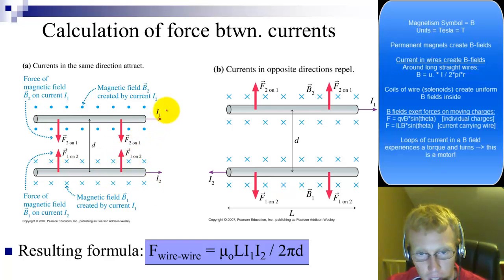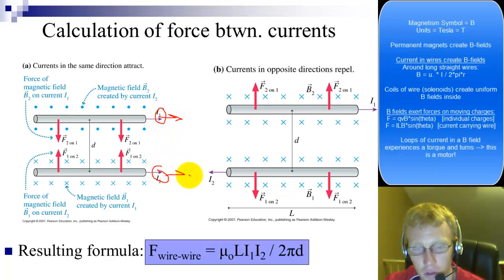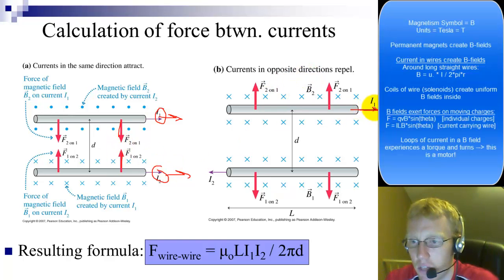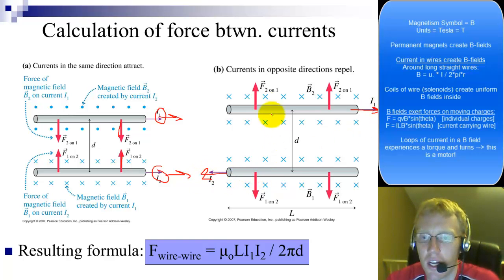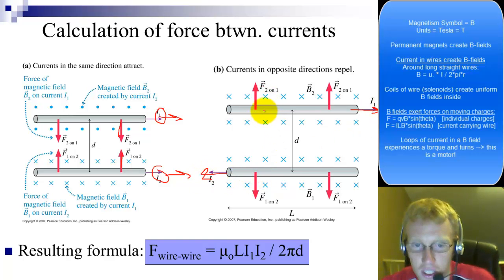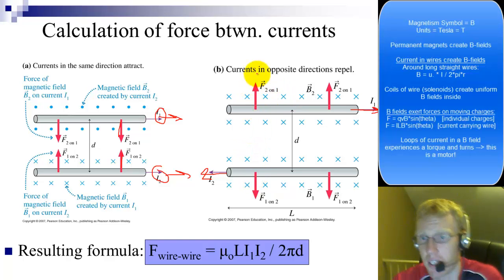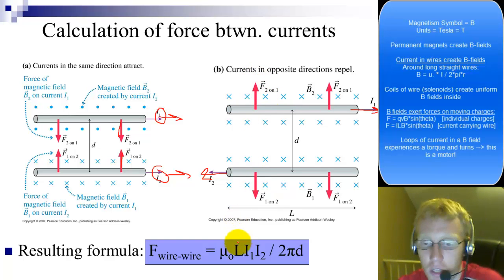So if both of the currents end up pointing the same direction, left or right, doesn't matter, the two forces will be towards each other and they'll attract. If the two wires have currents in opposite directions, one's going this way, one's going this way, because the orientation is opposite, the direction of the forces will all be opposite, and they'll repel each other. In both cases, the formula is the same, it's just one is attractive, one is repulsive.